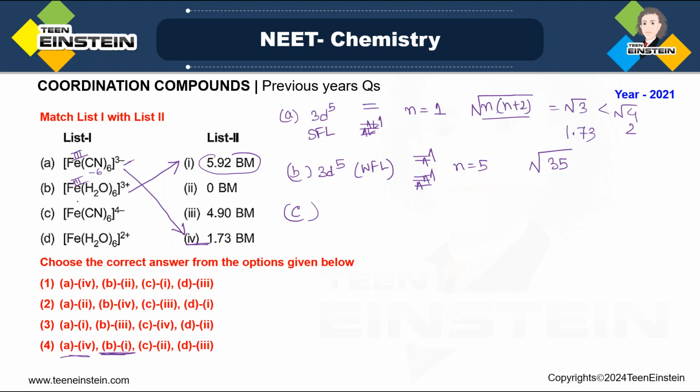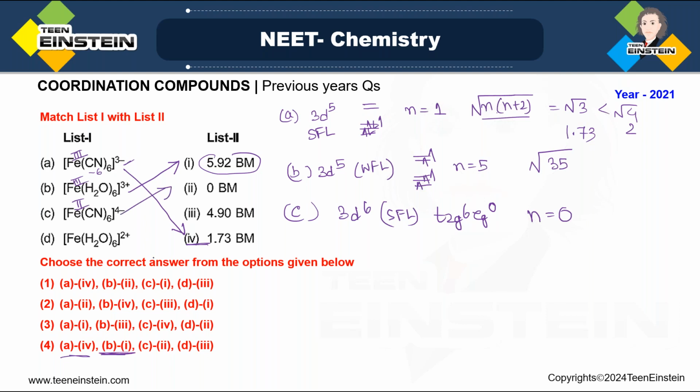C is matching with 2. Now C is Fe2+. Fe2+ is 3d6, but it is a strong field ligand. As it is a strong field ligand, there will be no unpaired electrons. It will be t2g6. That means n is equal to 0. So C must be 2.